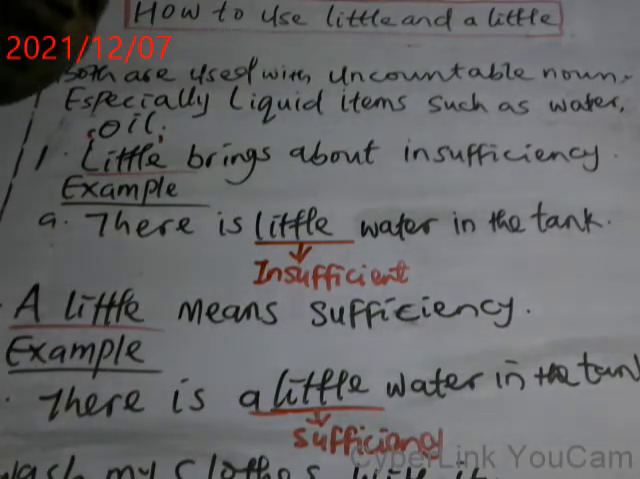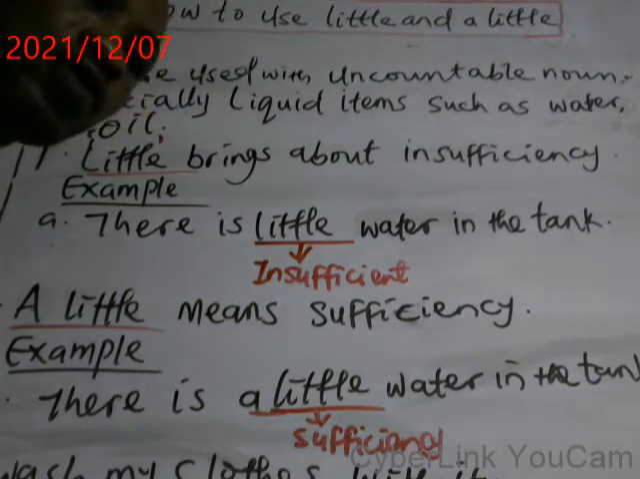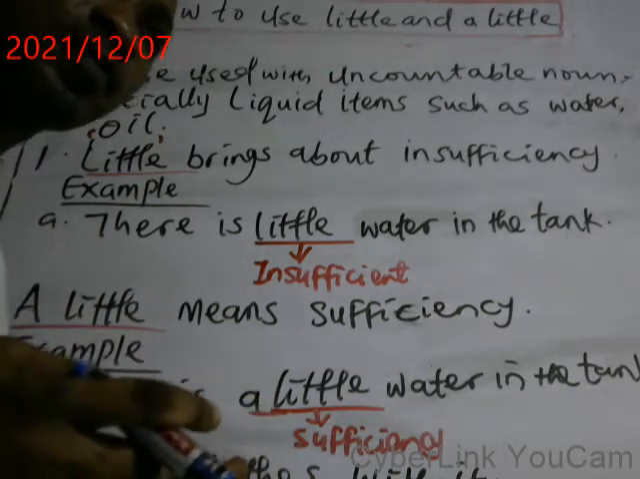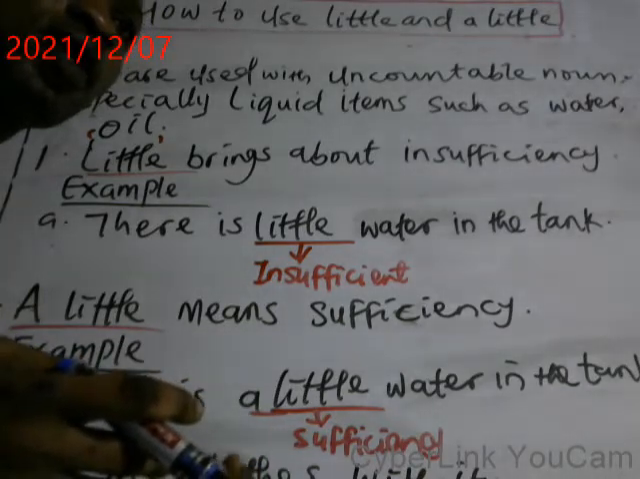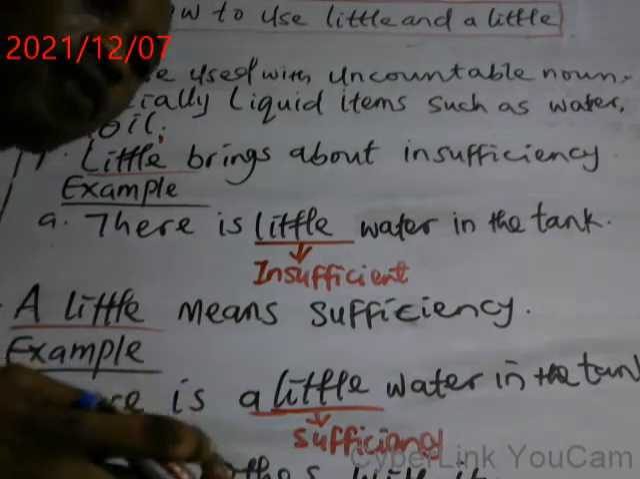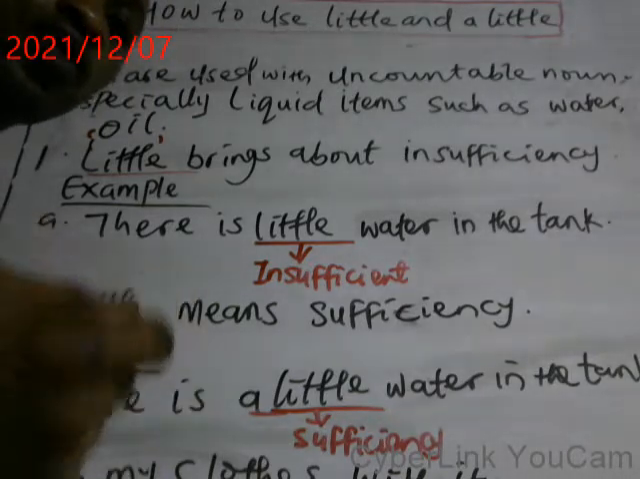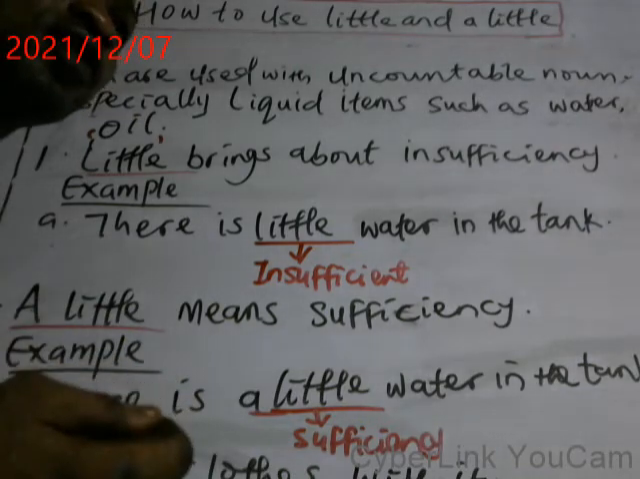If you take your mind back to what we discussed under a few and few, we highlighted that a few and few can be used with countable nouns. That is, those items that we can see and at the same time we can count. However, today we will talk about how we can make use of little and a little in the English language.